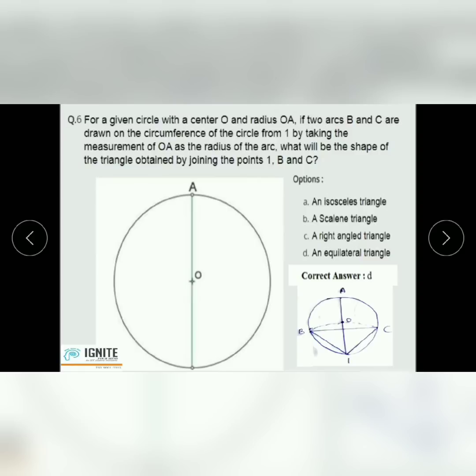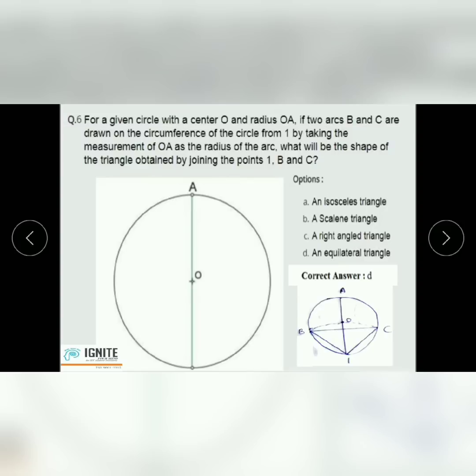Next question. Next 5 questions are from geometry. That is, question number 6 to 10 are from geometry. Sixth question. For a given circle with a center O and radius OA, if two arcs B and C are drawn on the circumference of the circle from A by taking the measurement of OA as the radius of the arc, what will be the shape of the triangle obtained by joining the points A, B and C? Okay, A, B and C.